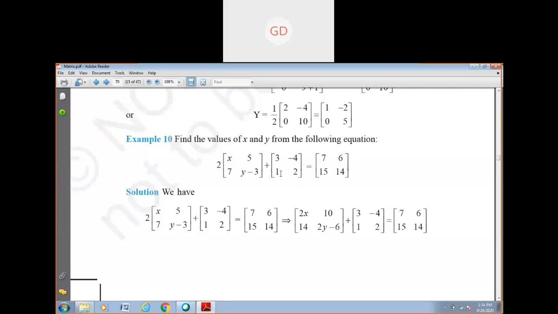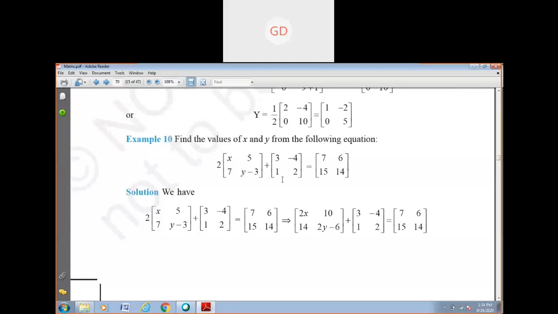Here it is, all the matrices in the equation are of 2 by 2 order, and it is mandatory because left hand side equals right hand side. So left hand side represents one matrix, and right hand side represents another matrix. So the order must be the same. All the matrices involved in a particular equation must be of the same order.